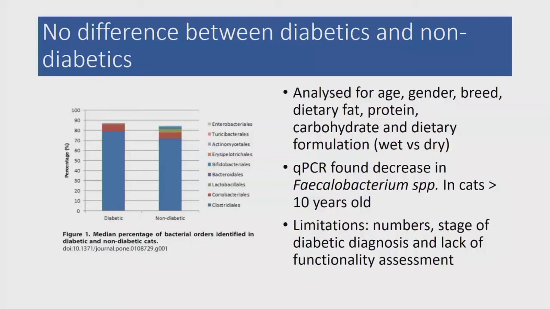The limitations for that particular study were numbers, with our ability to recruit, and the stage of the diabetic diagnosis. Not all of the cats were at the early stages of diagnosis. And we also didn't do functional assessment, so we didn't look at the metabolome with those cats. So there might have been a difference in the functionality of that microbiome that we were unable to identify.